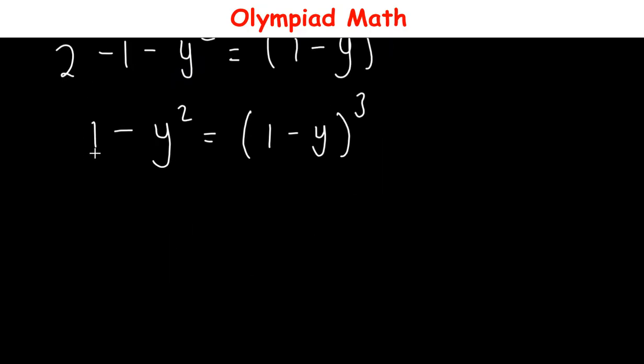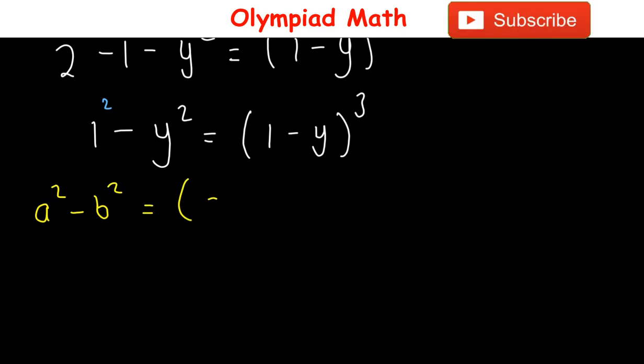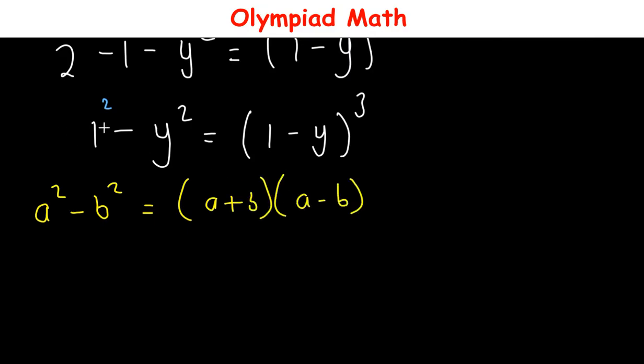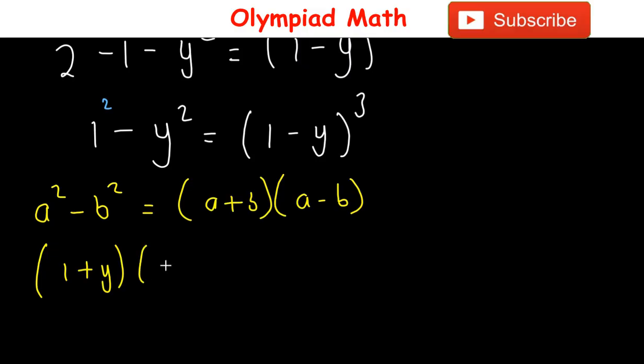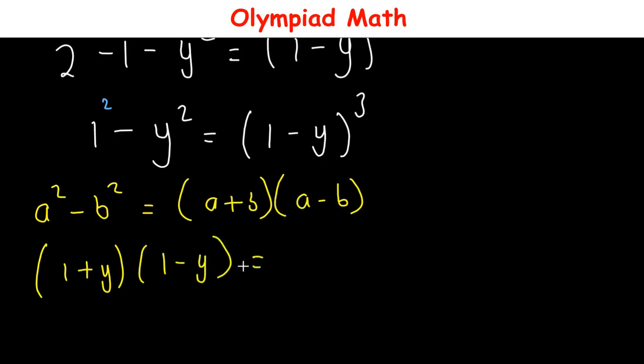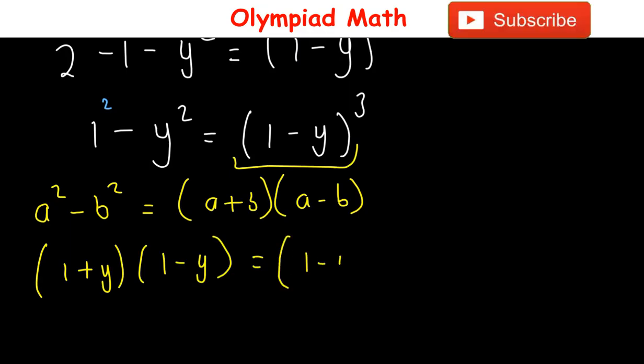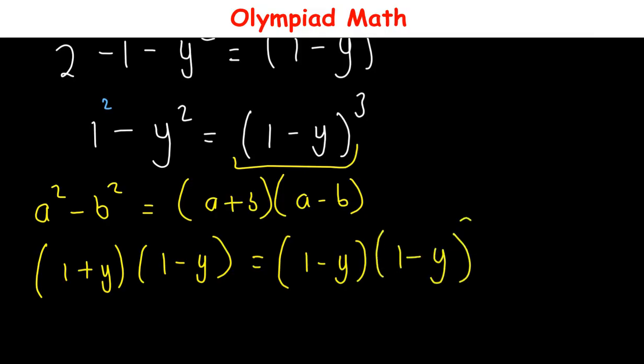Next, this 1 can be written as 1 raised to power 2. It will still give us 1. So we have a difference of two squares. If you have a squared minus b squared, this equals in brackets a plus b multiplied by a minus b. So this equation becomes in brackets 1 plus y multiplied by 1 minus y, and this equals, this right here can be written as in brackets 1 minus y multiplied by 1 minus y, all raised to power 2.